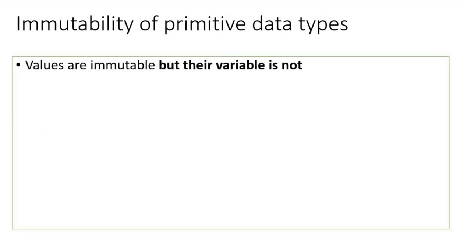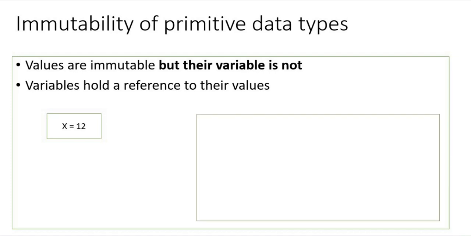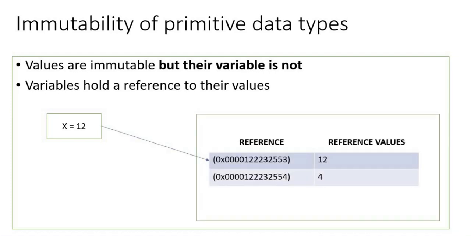Let's look at this example. Values are immutable, but the variables are not. Only values are immutable. Variables hold a reference to their values, like the value of x is 12. And here we have a memory. In the memory, we have reference and reference values. X equals 12 has this reference and this value in memory.